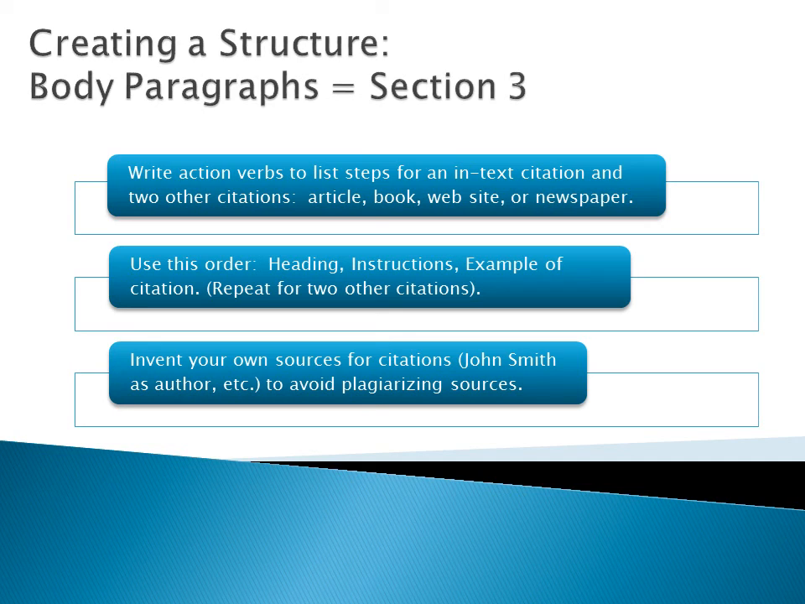And use this order for section 3. You'll use a heading that tells the reader, me, which you chose. First of all, you'll do the in-text citation. And then what are you going to choose after that? The article, maybe, the website. So you'll have the overall heading for section 3, citations, or whatever you want to call it, and then you're going to have a subhead for in-text citation as your first one. Then the instructions for doing it, and then an example.